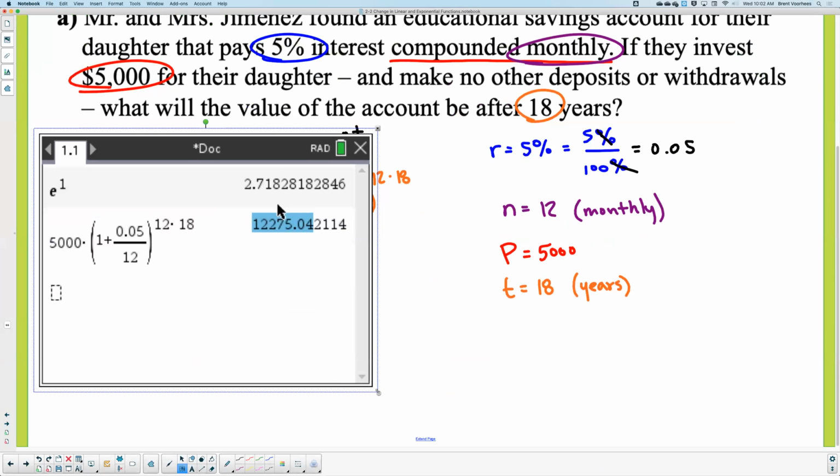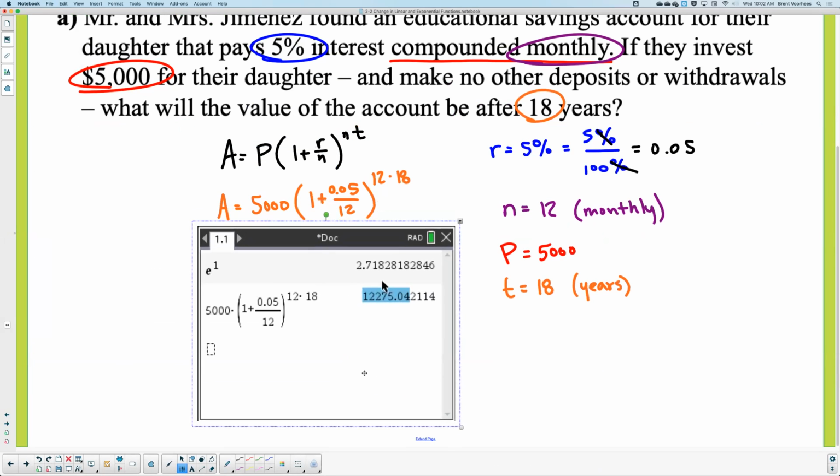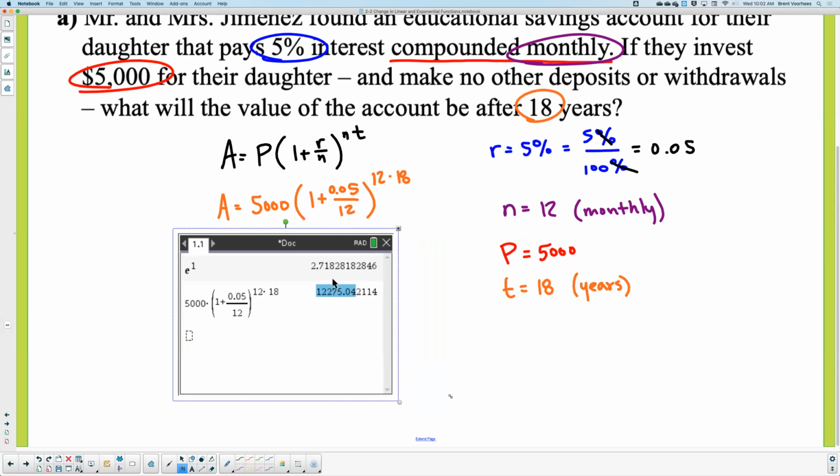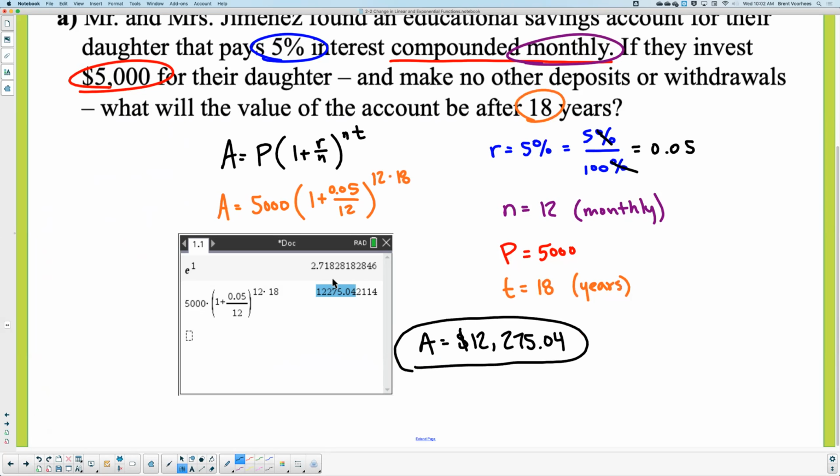There we go. And so we're going to say the value is... Would you say A is equal to 12,207? That's right. The final amount, the A, would equal $12,275, I should say, and 4 pennies. That would be our final answer.